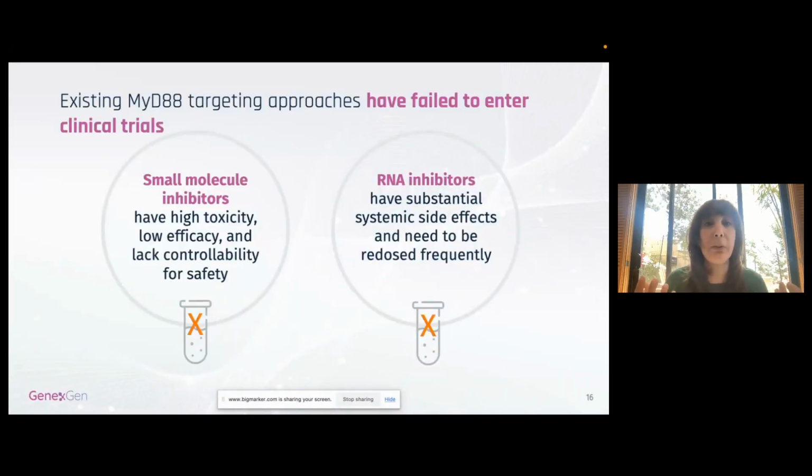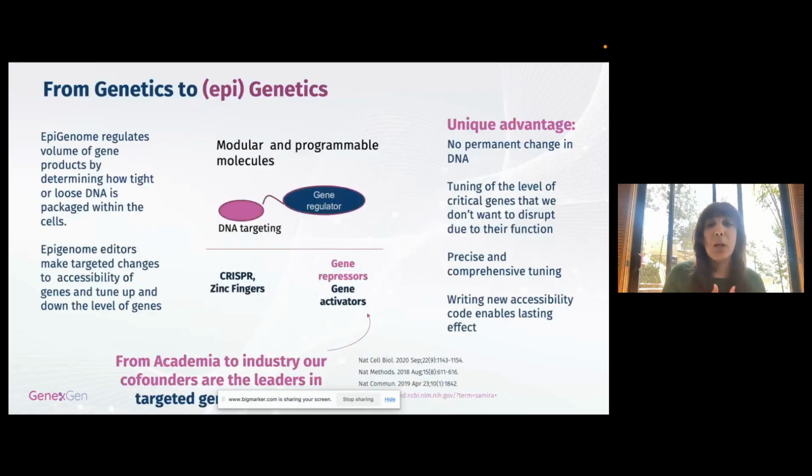So we wanted to be able to silence the MyD88 gene, but current approaches to target MyD88 have failed to enter a clinical trial, mostly because these small molecule inhibitors or siRNA-based inhibitors are not specific. And because of the lack of specificity, they had a lot of toxicity. So we turned to other approaches, including epigenetic editing, in order to control MyD88.